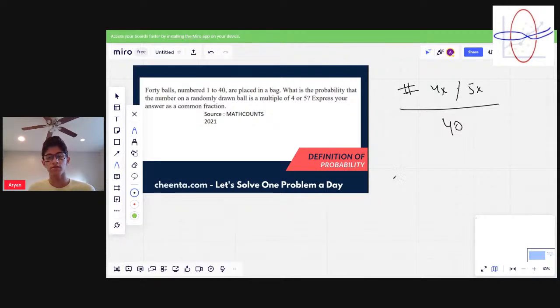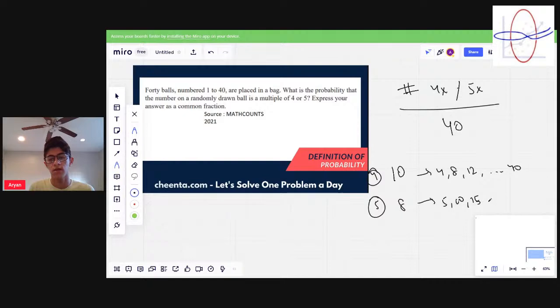Let's start with how many multiples of 4 are there? Well, that's 10, because 40 divided by 4 gives us 10. These would be 4, 8, 12, all the way to 40. So this is your multiples of 4. Now for multiples of 5, we use the same logic and you get 8: 5, 10, 15, all the way to 40.